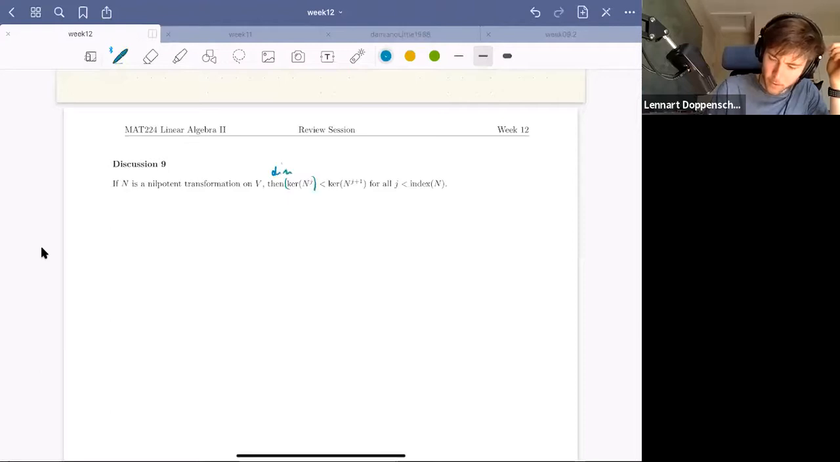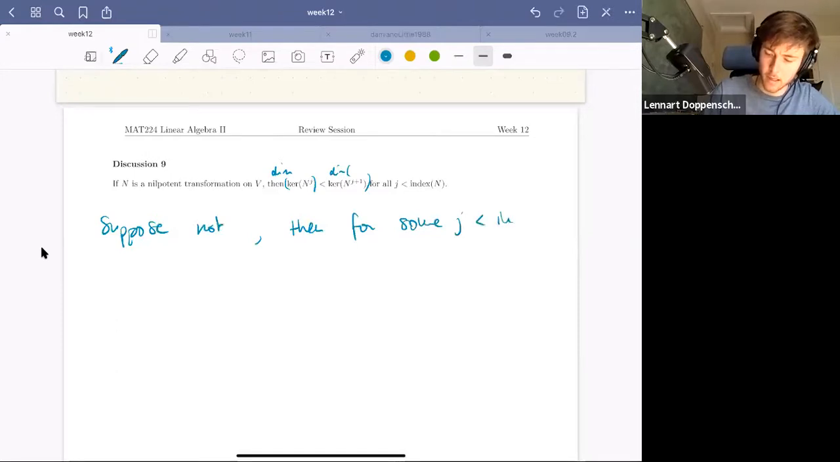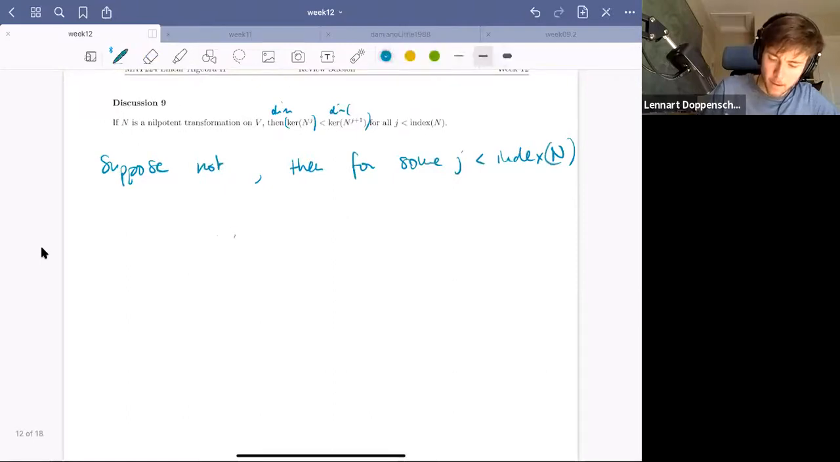So the dimension of the kernel. The proof is basically a contradiction. Suppose not. Then for some j less than the index of n, the dimension of the kernel of n to the j is equal to the dimension of the kernel of n to the j plus 1.